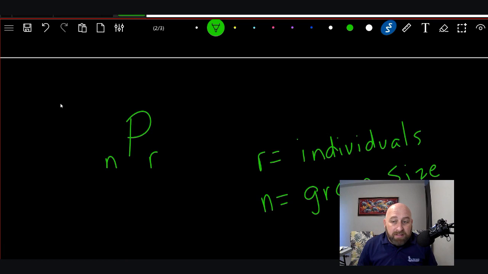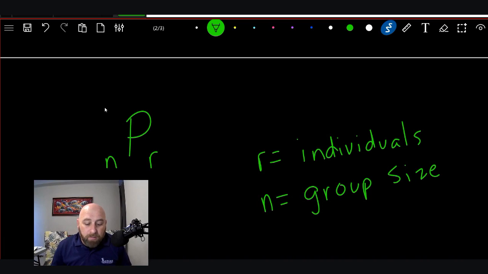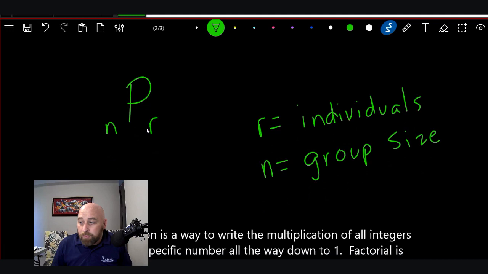And then there's a little other letters next to it. There's a small n to the left and a small r to the right. The r is for the individuals that are participating in the group, okay? And then the group size, the big group, is the n, okay? So make sure that you memorize that. The r is the individuals, and the n is the big group size.